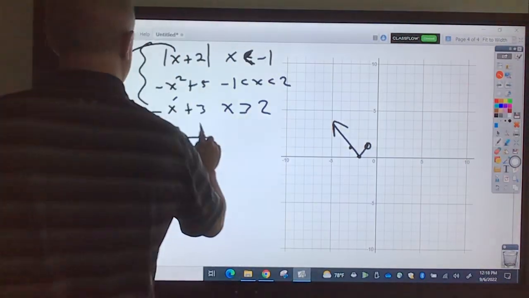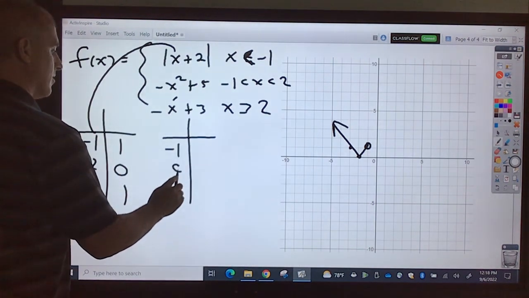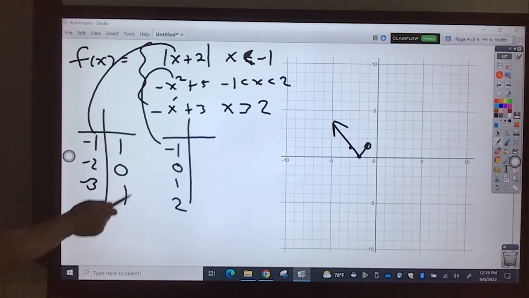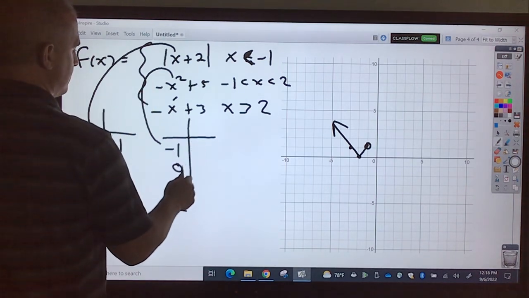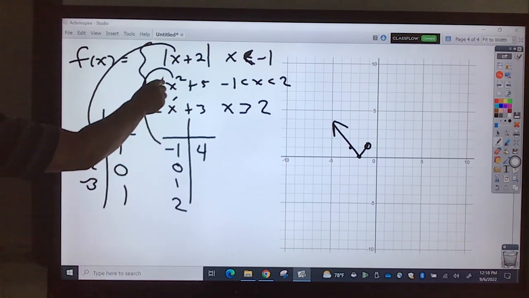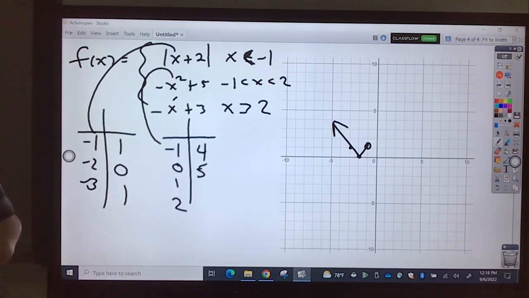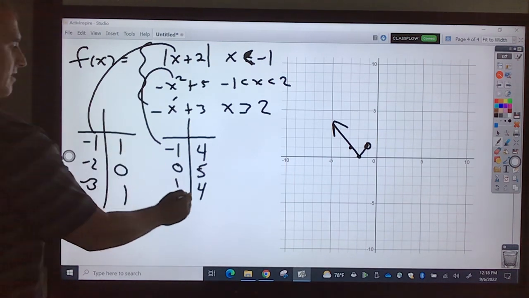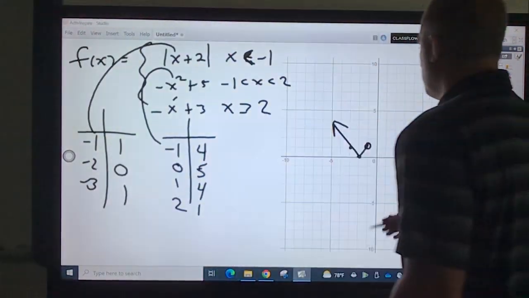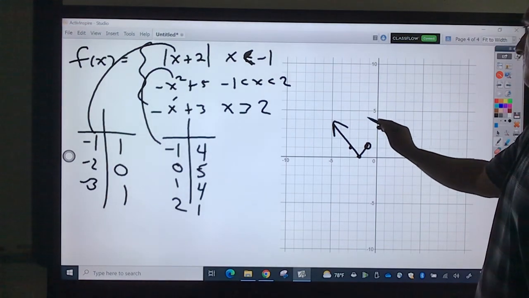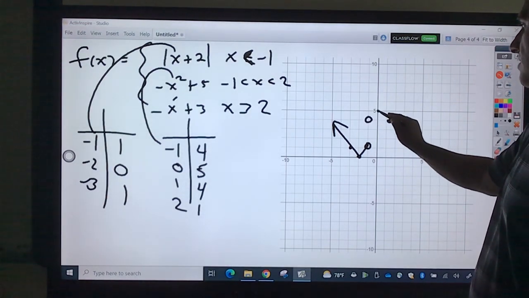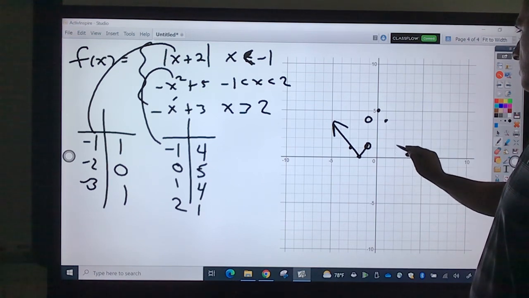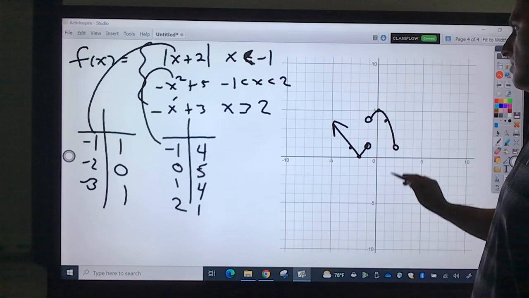All right, then I would go -1, 0, 1, 2. All right, for this one. So -1 squared is 1, with a negative there would make that -1 plus 5 gives me 4, 0 would give me 5, 1 squared 1, -1 would give me 4, 2 squared would give me 4, with negative make that 1. Okay, so both open circles, -1 over 4 up, 0, 5, 1, 4, 2, 1. So it would look like this, okay?